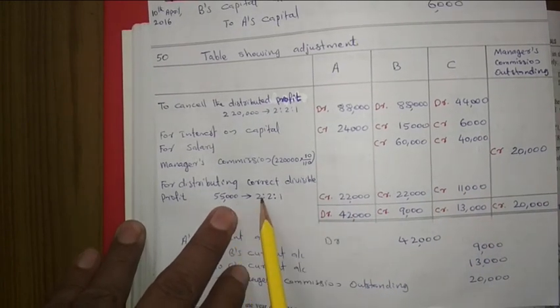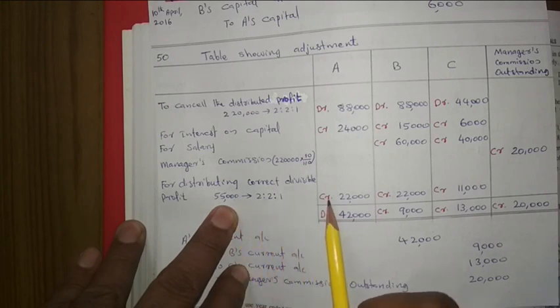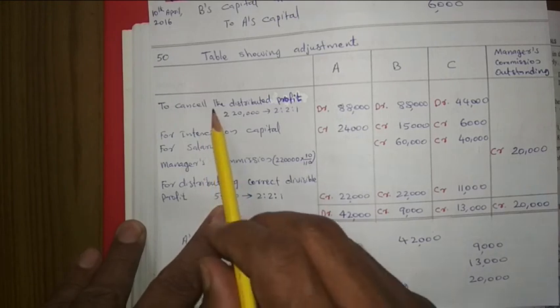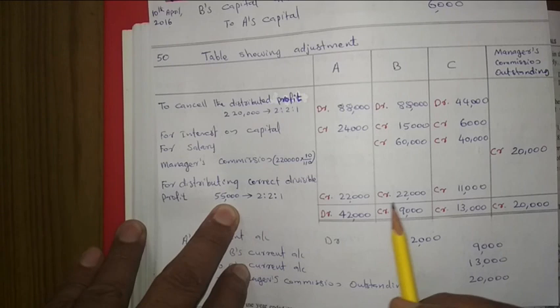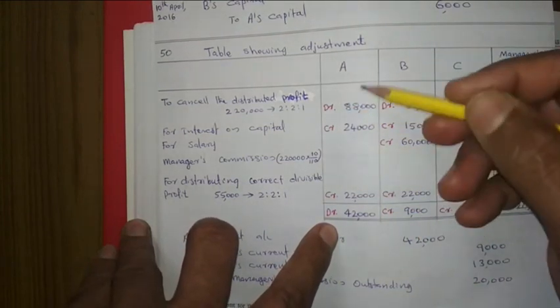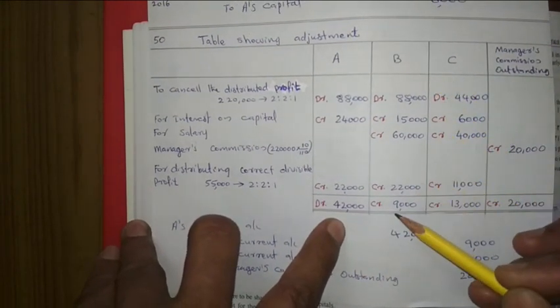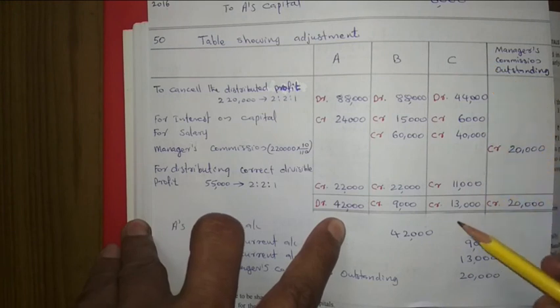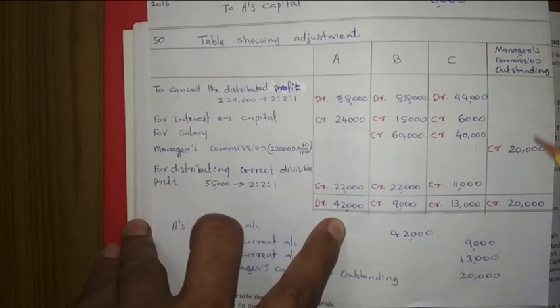Then this 55,000 we are distributing in the profit sharing ratio 2:2:1, and now only we are giving the divisible profit, so we are crediting. This is not the cancelling. Firstly we cancelled the profit distributed, so here we can distribute the correct divisible profit, so here we are crediting. Then as usual, to get the net effect we check which is more, debit or credit. Here debit is more with 42,000, and here credit is more with 9,000, and here for C, 13,000 is more in the credit, and the manager's commission also is not paid.